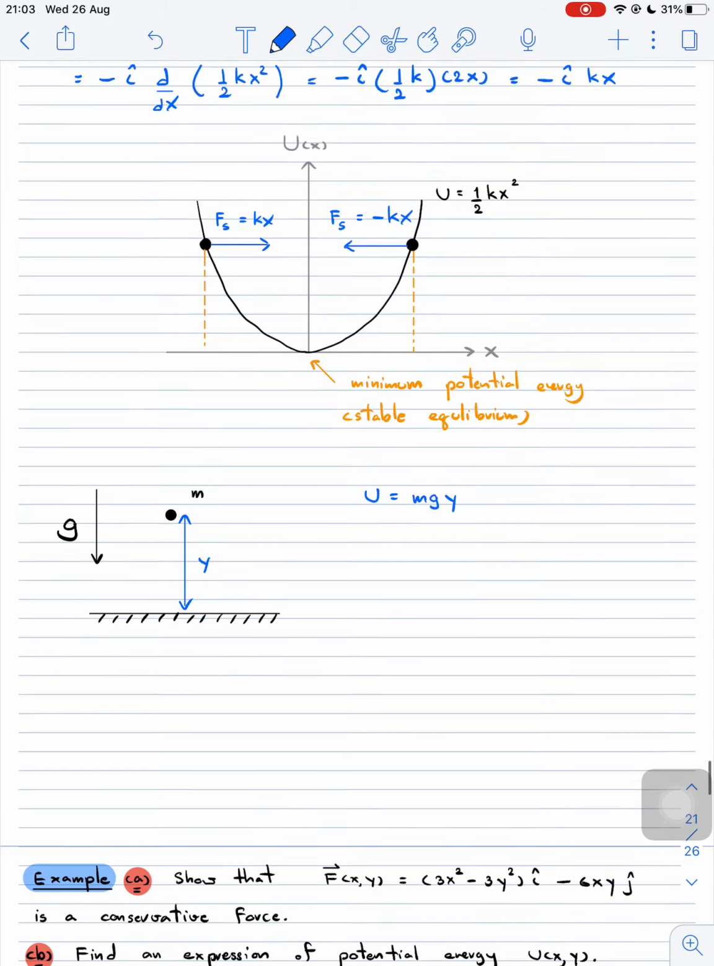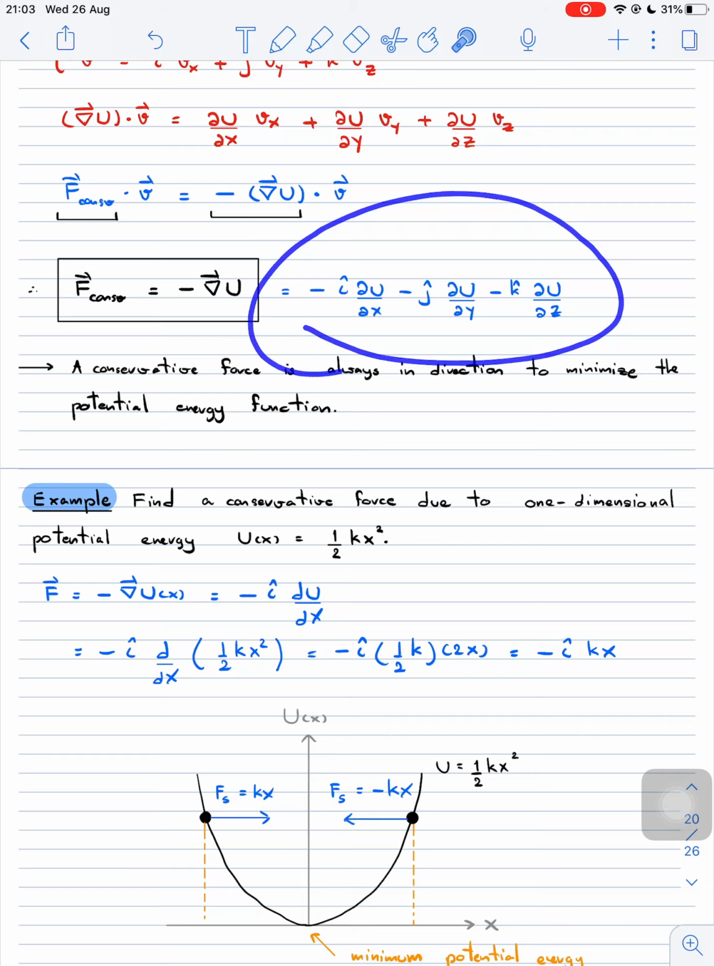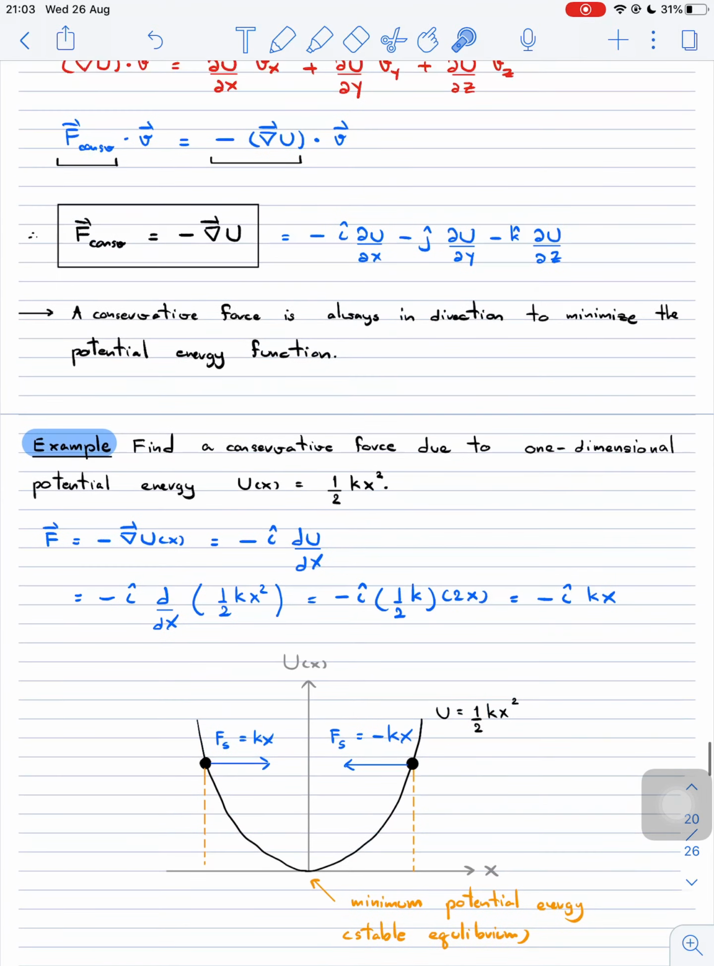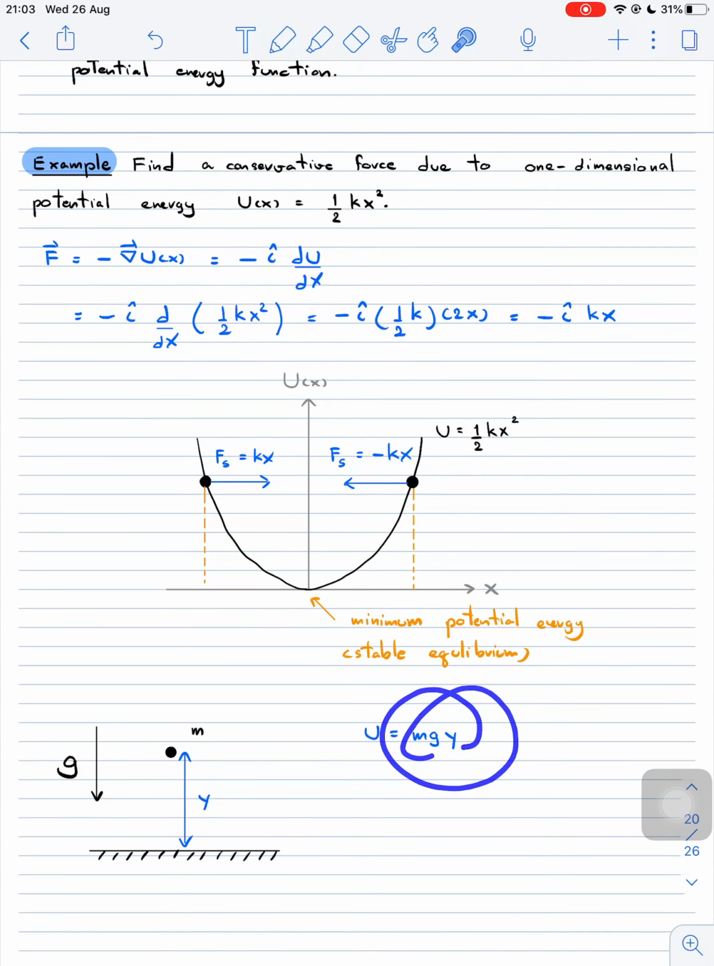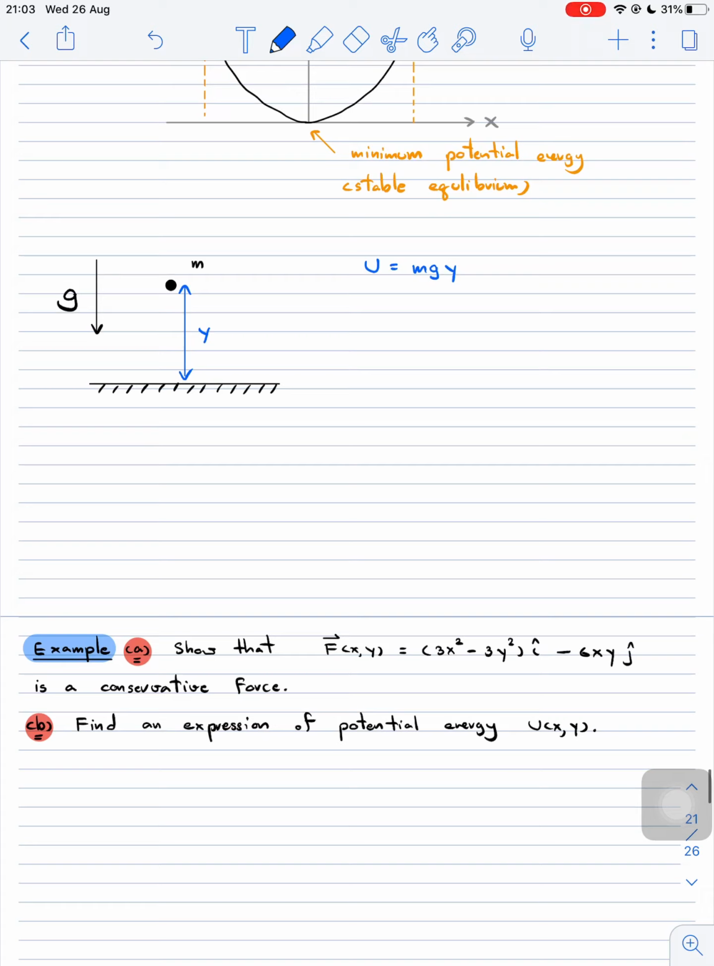Then if we want to find the force, we can use this relationship: the force equals the negative of the gradient of U. But for this case, U depends only on y. So it means that this and this are equal to 0, and we have only this one. Then we get that the force here equals minus j times dU by dy. Don't forget that, because U depends only on y, we use the total derivative, not the partial derivative here.